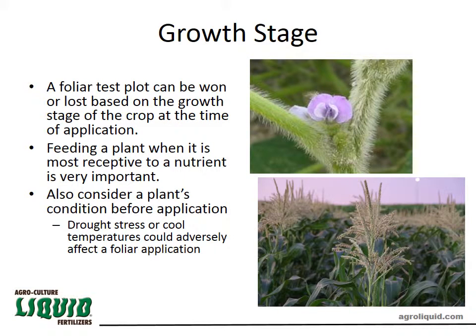So also we want to take a look at the growth stage when we're determining how to make a successful foliar application. There's periods of time when plants are most receptive to particular nutrients, so we want to make sure that we're feeding that plant at that particular time. And also we want to consider a plant's condition before the application. Drought stress, cool temperatures, different things like that can adversely affect the efficacy of a foliar application. So we want to make sure that we have healthy plants and plants that are going into a particular stage of growth where they're going to need and be receptive to a particular nutrient that we're trying to foliar feed.